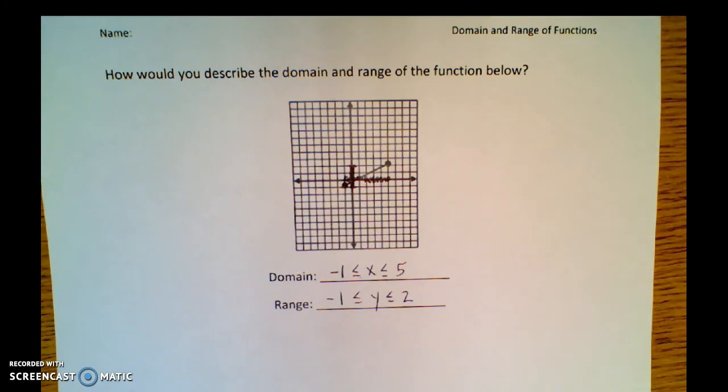Try the practice problems. Remember, domain is all of your x values and range is all of your y values.